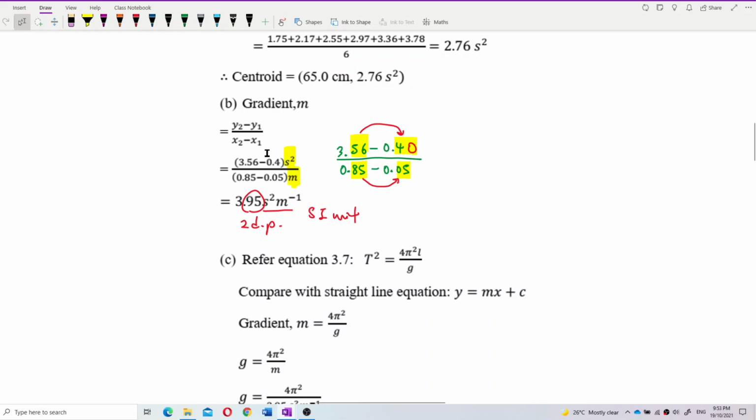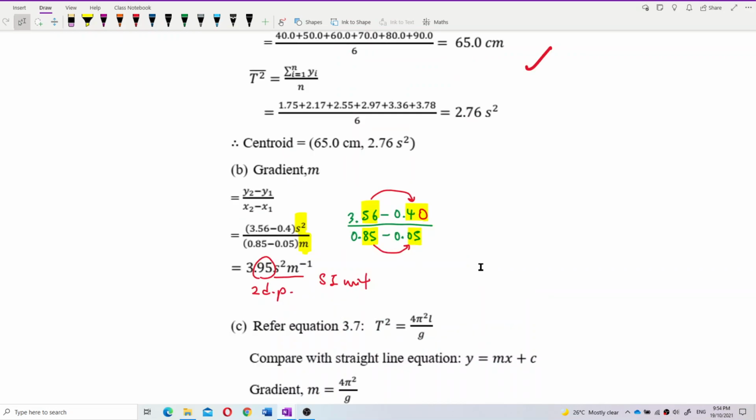Okay. So the gradient is correct. Yeah, 2 decimal points for the gradient and the SI unit also. Good. So it is correct. 2 decimal points correctly calculated.